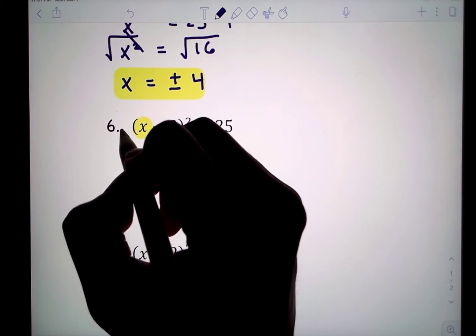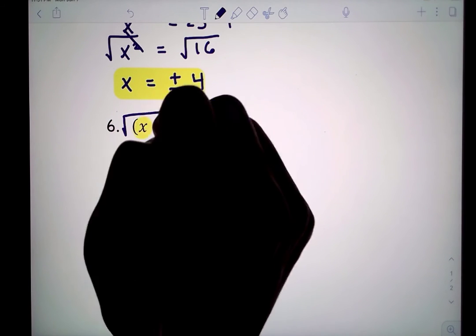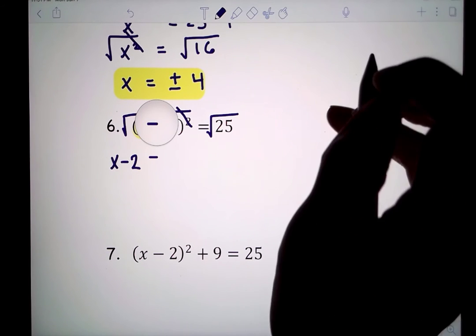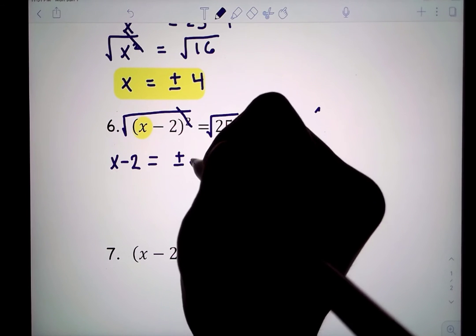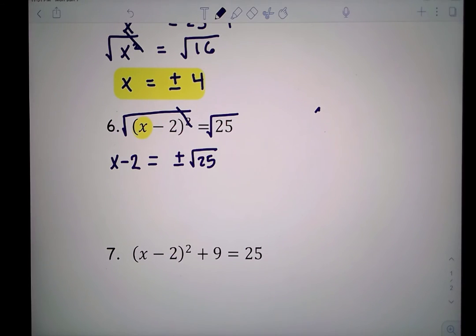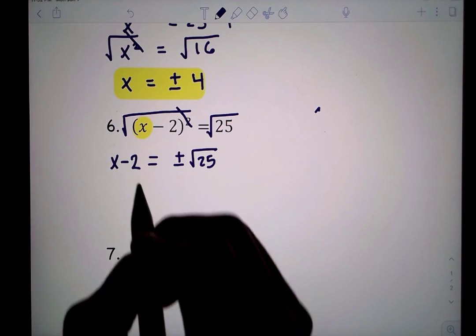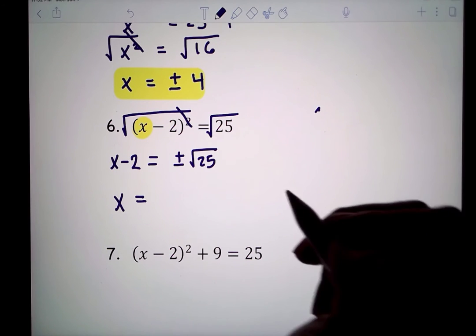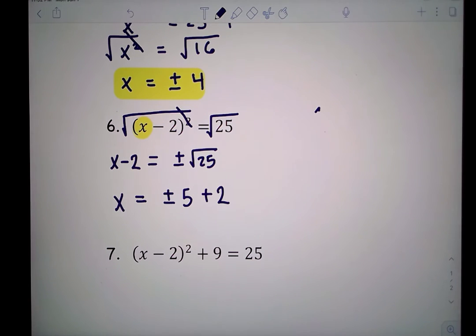So I'm going to take square root like that, right? Then you cancel this. So you have only inside left like this. And then here we have positive, negative, square root of 25, right? So you get this one. But I want to know x only, not x minus 2. So you just make it x equals plus 2 plus 2, right? So plus minus 5 plus 2, like that.